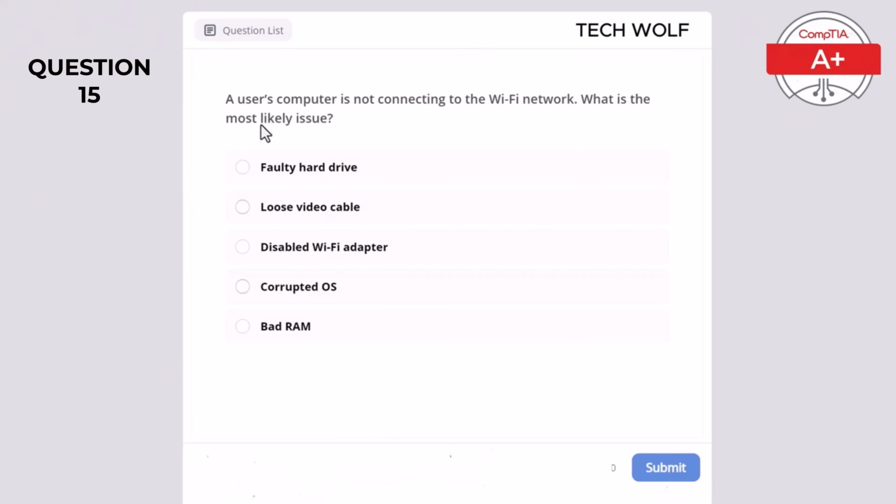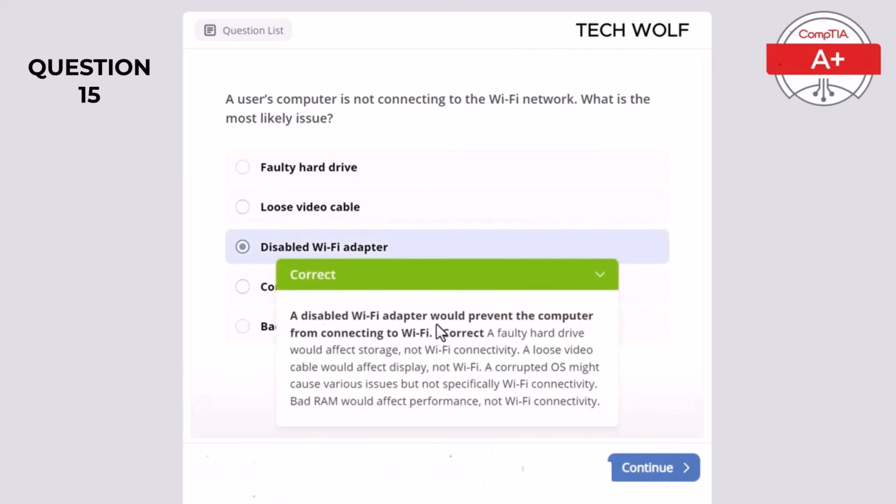So the next question is question 15. A user's computer is not connecting to the Wi-Fi network. What is the most likely issue? Faulty hard drive, loose video cable, disabled Wi-Fi adapter, corrupted operating system, or bad RAM? And the correct answer here is disabled Wi-Fi adapter, as a disabled Wi-Fi adapter would prevent the computer from connecting to the Wi-Fi.